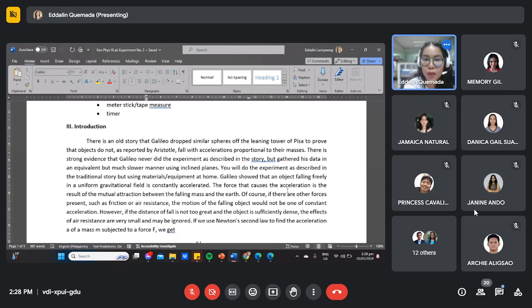Kung atong i-disregard ang presence sa air, ang presence sa drag caused by the air, ang acceleration for any falling body is always 9.8 meters per second squared. So, atong ma-prove kana nga value with that given experiment. So, the setup is similar to what Galileo did sa Leaning Tower of Pisa. You will also be dropping balls at different heights.